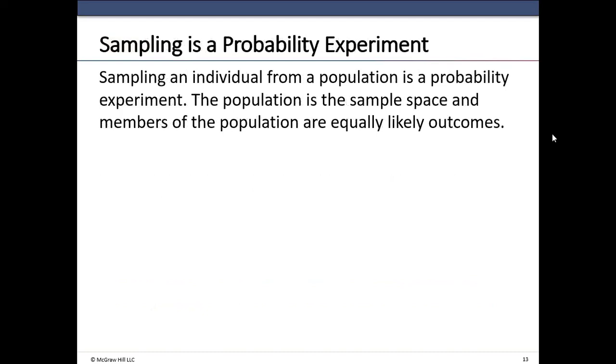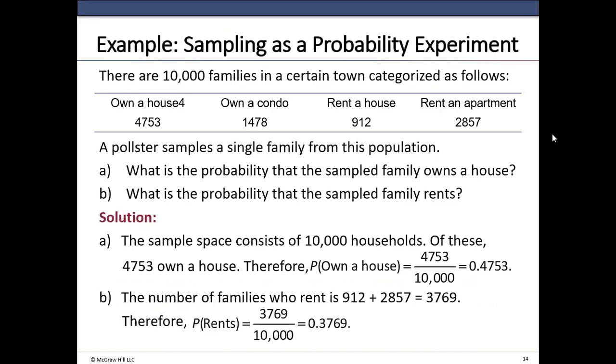Sampling an individual from a population is a probability experiment. The population is a sample space and the members of the population are equally likely outcomes. There are 10,000 families in a certain town categorized as follows.